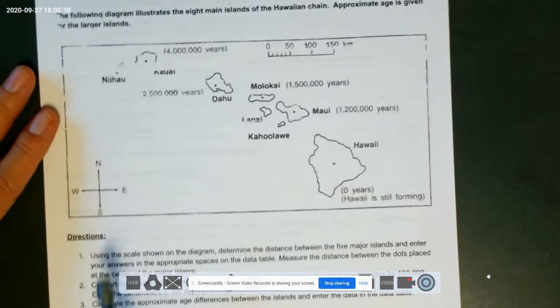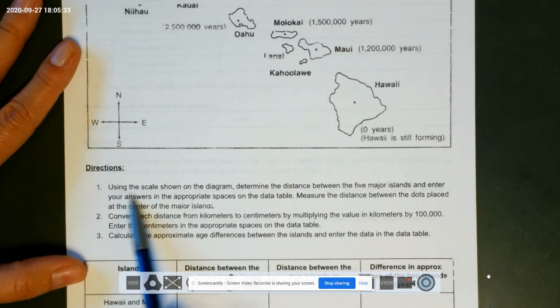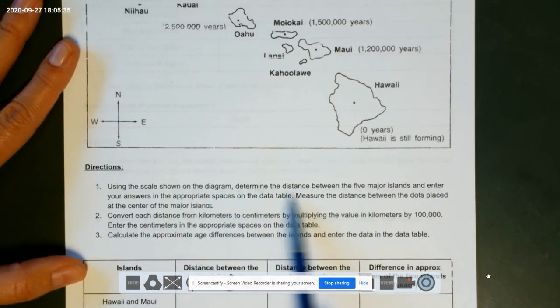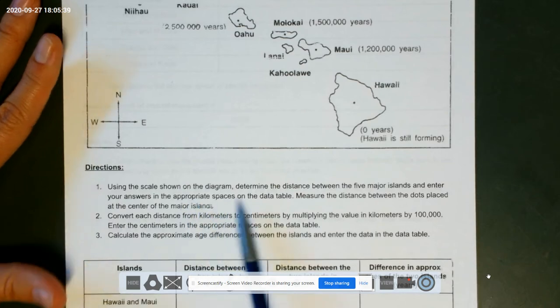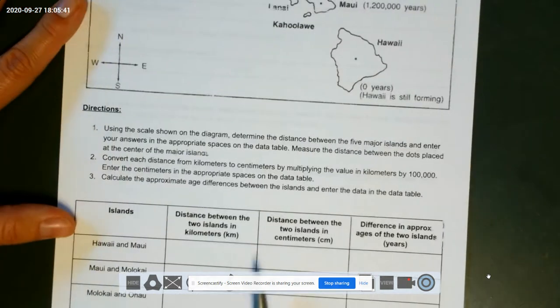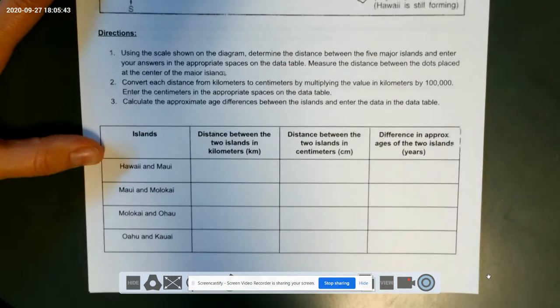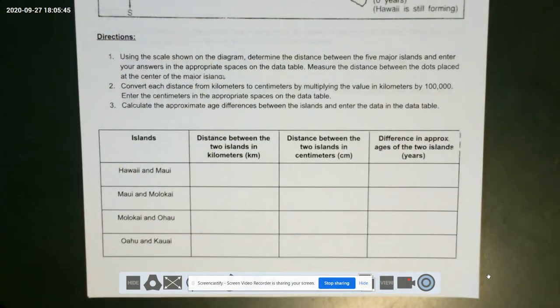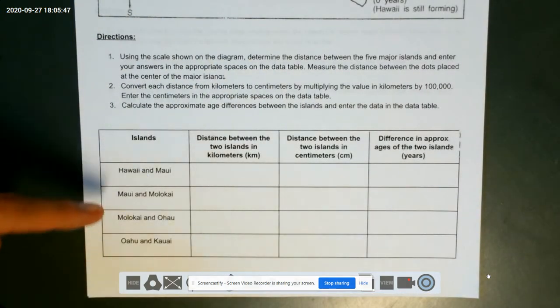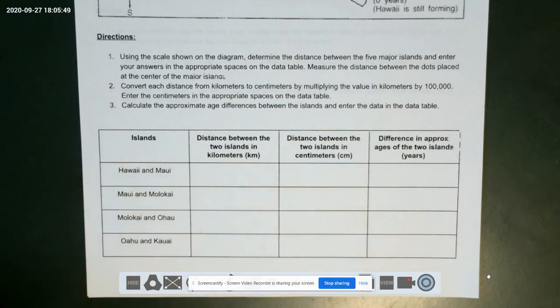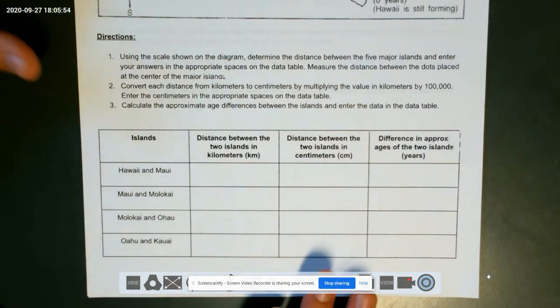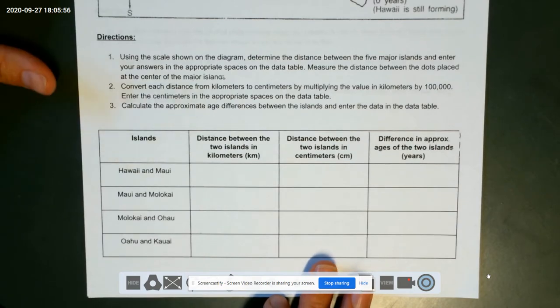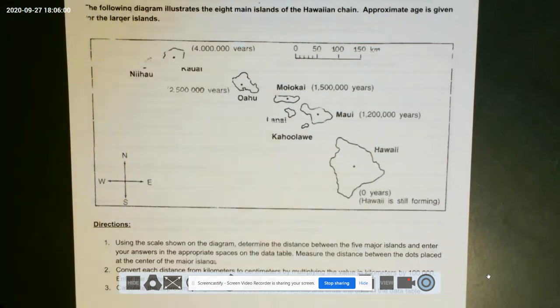So it says, using the scale shown on the diagram, I'm reading the directions, determine the distance between the 5 major islands and enter your answers in the appropriate spaces of the data table. So here's your data table down here. Okay. So we're going to be finding the distance between Hawaii and Maui, Maui and Molokai, Molokai and Oahu, and Oahu and Kauai. So those are the 5 major islands that they have put dots for, and we're going to get the distance. But in order to get the distance, you have to have some old school map skills.